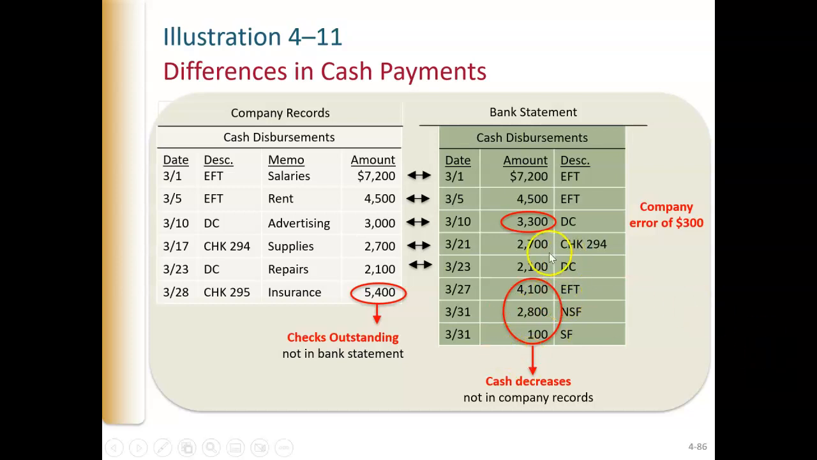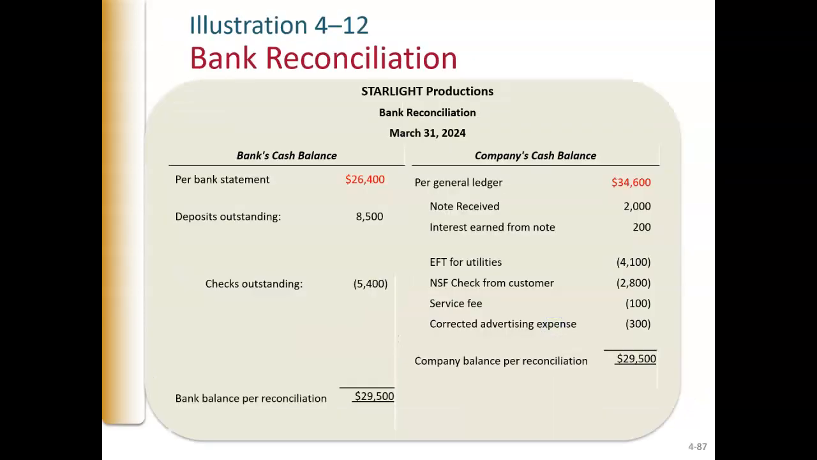And do you see here, we've got 3 items over here in the bank that the company hasn't recorded. An electronic funds transfer of $4,100, we need to figure out what that's about. A non-sufficient funds of $2,800. A customer gave us money, we deposited it, but it wasn't sufficient. They had insufficient funds. So we need to figure out what customer that was. And then there was a service fee of $100 we need to show in the company's books. Does that make sense?